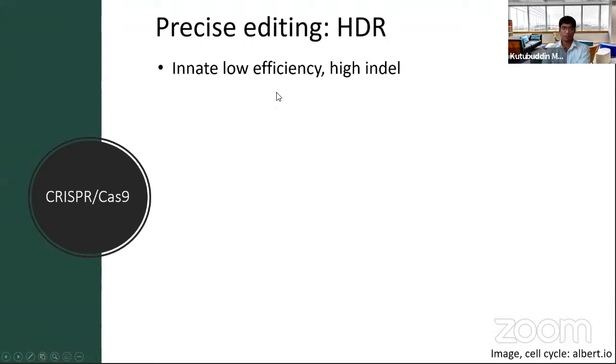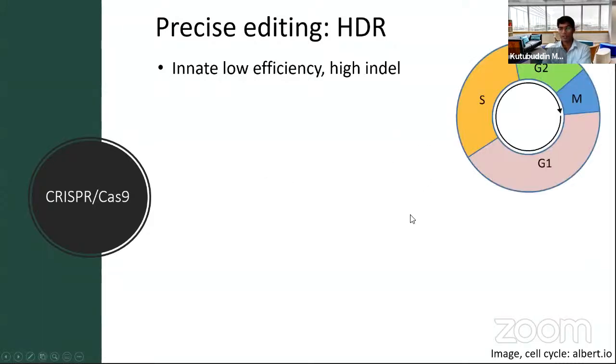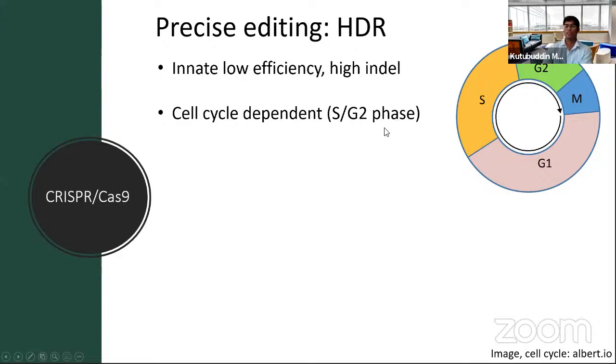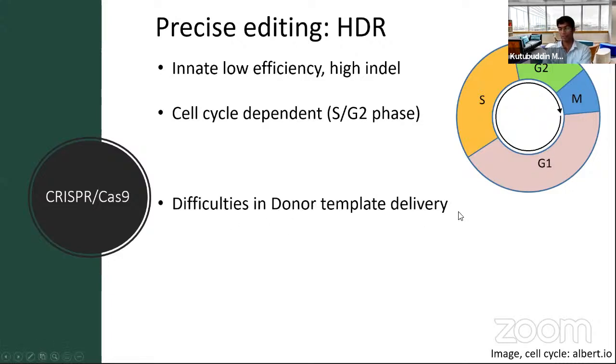And also HDR has a lot of other problems, as I told you: its innate low efficiency and high indels. It could also generate a high number of insertions and deletions. So besides correcting the gene, it can also disrupt the gene, so the condition would be worse. It is also cell cycle dependent, because HDR is active only in S and G2 phase of the cell cycle, but it is very difficult to restrict your cell to this phase and perform HDR editing. Then there are also difficulties in donor template delivery. As I told you, for performing HDR, you have to supply an artificial donor containing the intended change in the middle of that donor, but supplying an additional donor in adequate amount is also very difficult.